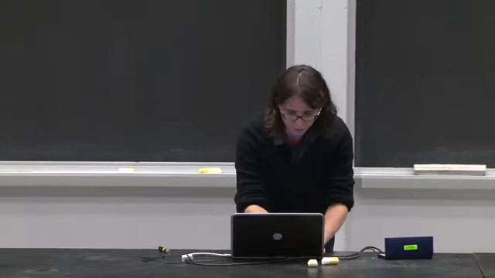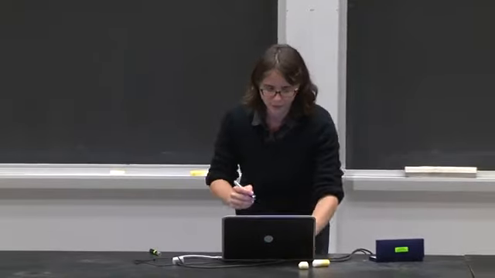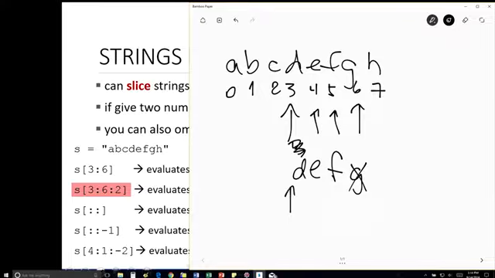The next one here, 3, 6, 2, is going every other one. So we start at 3, and then we skip every other one, so we take D, but not E, and then F, and then stop.